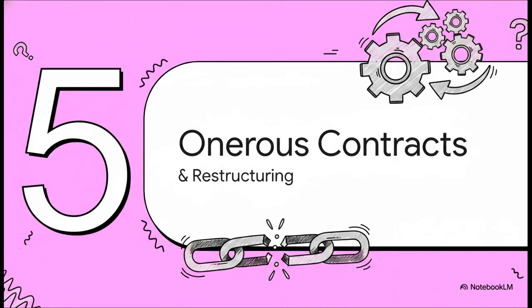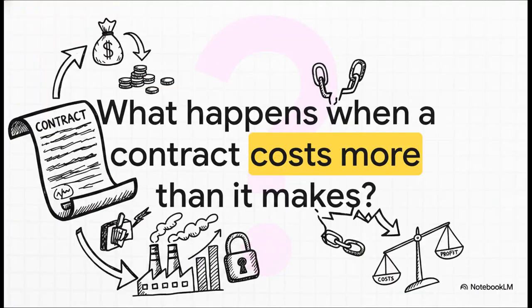Okay, Section 5, onerous contracts and restructuring. Next up, we're tackling 2 highly scrutinized real-world scenarios. First up, what happens when a contract costs way more than it makes? This is a massive application issue for practitioners dealing with shifting economic realities.